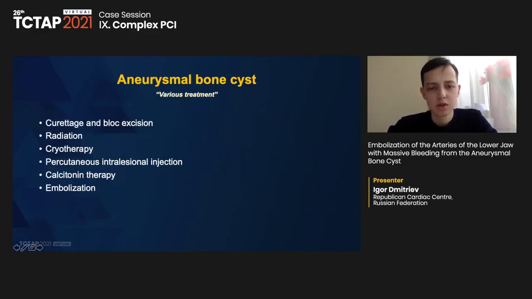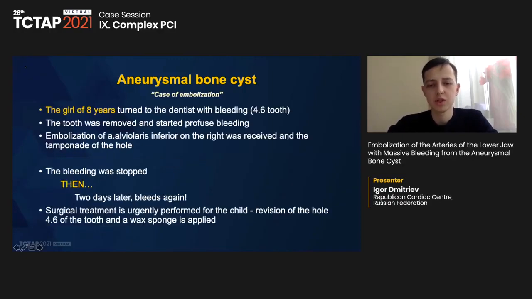Treatment, curettage, and block excision are the methods of choice. Other modalities include radiation, cryotherapy, percutaneous intralesional injection, calcitonin therapy, and embolization. In this work, we present the case of embolization of arteries feeding the aneurysmal bone cysts of the lower jaw.